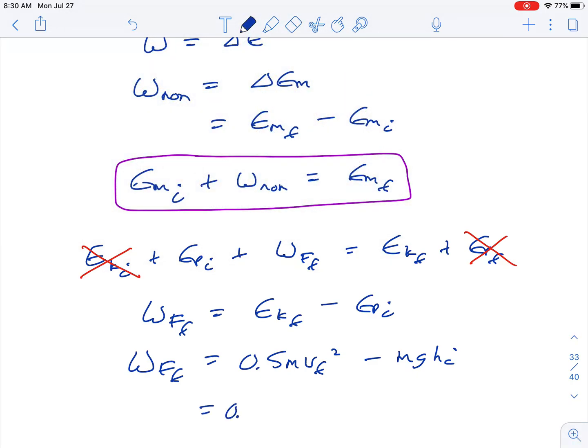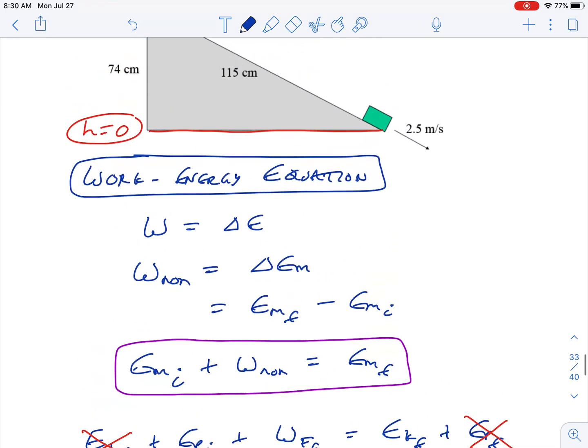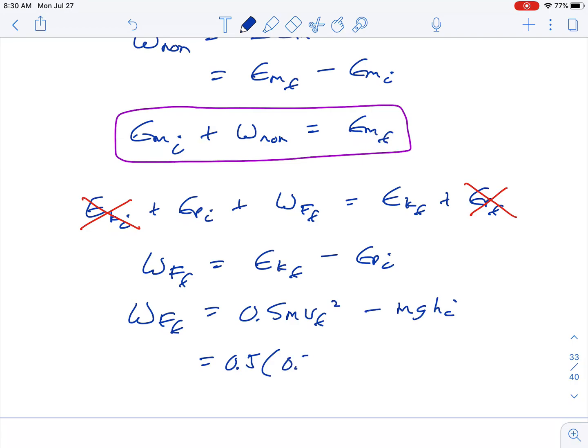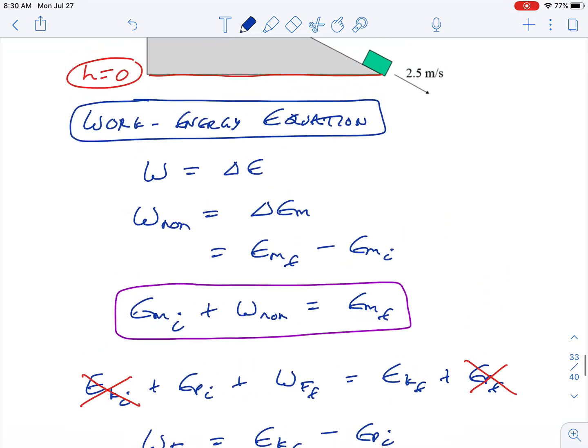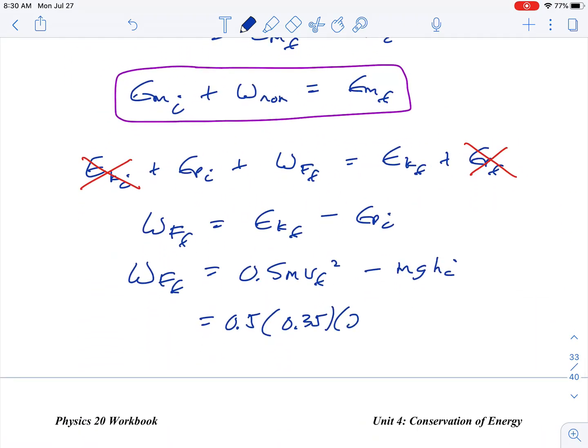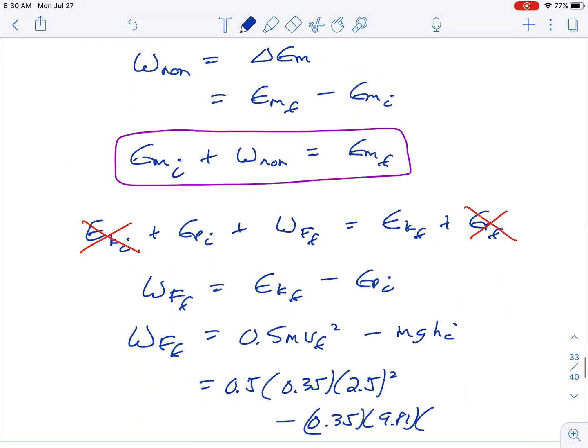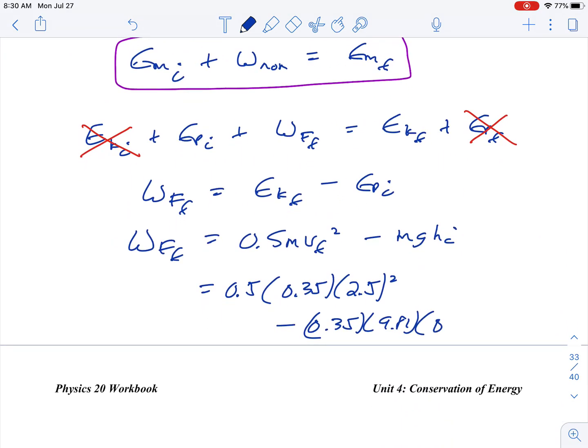So it becomes equal to 1/2. The mass of the object, we're told, is 350 grams. So 0.35 kilograms. The final speed was 2.5. Don't forget to square that. Minus 0.35, 9.81, and the initial height is 74 centimeters, or 0.74 meters.